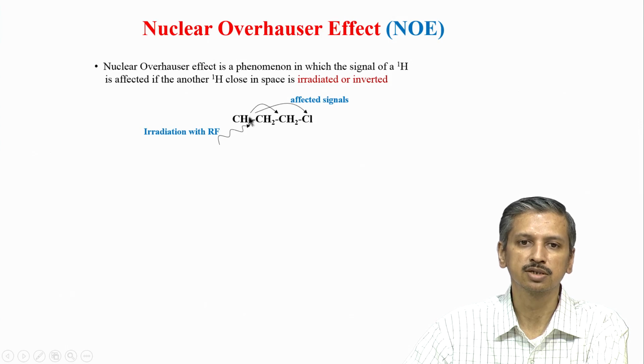So, this is slightly off, the arrow has got shifted. This is not chlorine, we are not talking about the signal of chlorine. This arrow actually has to point to this hydrogen. So, this hydrogen to this hydrogen, this hydrogen to this hydrogen.